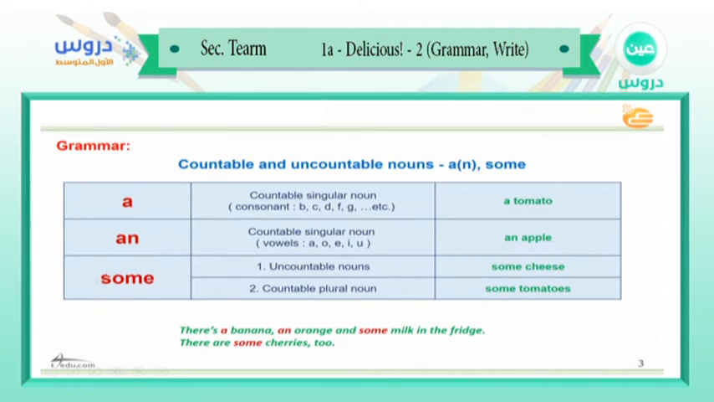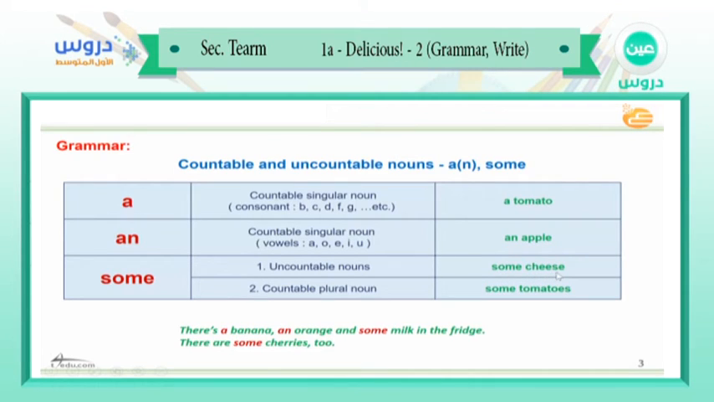Okay, let's go to some. Some we use in 2 situations. Number 1, uncountable nouns. Uncountable. I cannot count it. For example, cheese. I cannot say 1 cheese, 2 cheeses, for example, 3. No, it's wrong. It's not correct. It's uncountable, okay?